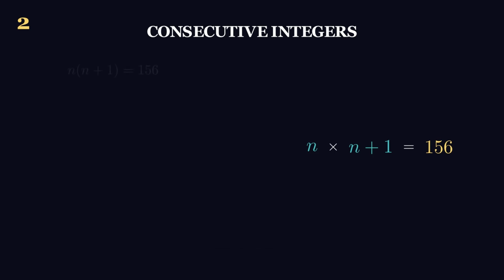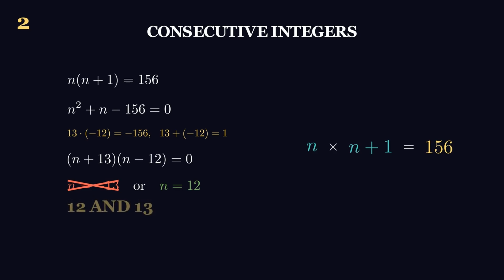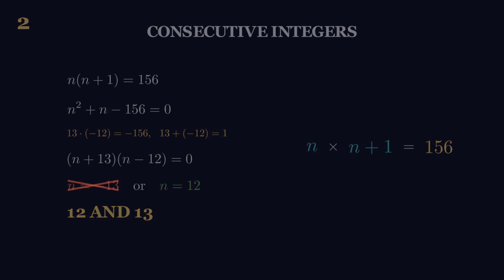Consecutive means n and n plus 1. So n times the quantity n plus 1 equals 156. That's n squared plus n minus 156 equals 0. Factor. Multiply to negative 156. Add to 1. 13 and negative 12. So n plus 13 times n minus 12. N is 12, taking the positive. 12 and 13. Check. 12 times 13 is 156. Done. Number 3.